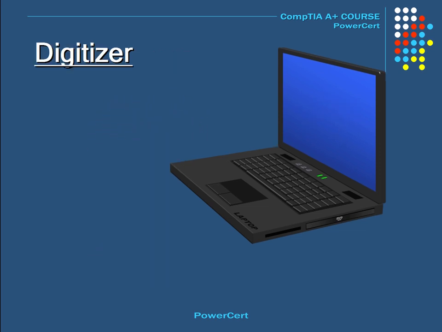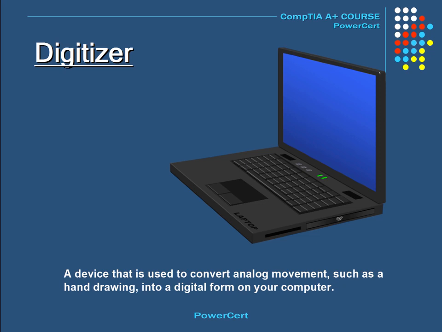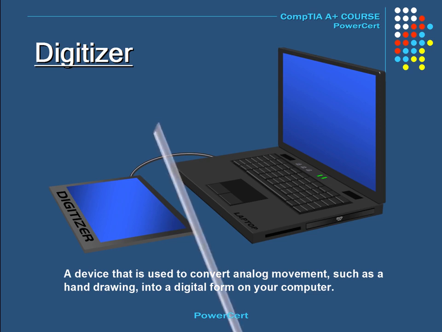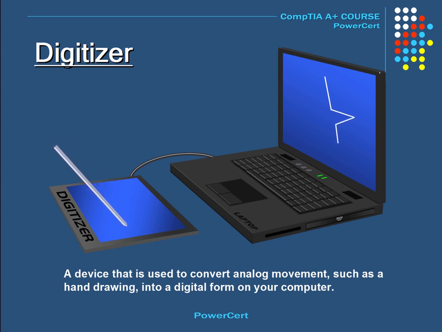Now, a digitizer is a device that is used to convert analog movement, such as a hand drawing, and convert it into a digital form on your computer. A digitizer will have a flat surface like a tablet with a stylus, and as you draw on the flat surface using the stylus, it will record the image from the stylus and process the drawing on your computer screen. A digitizer typically connects to your computer using a USB cable.